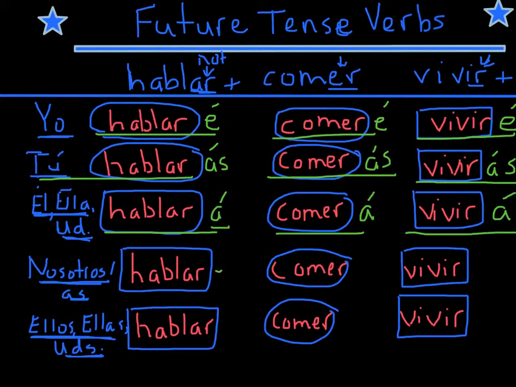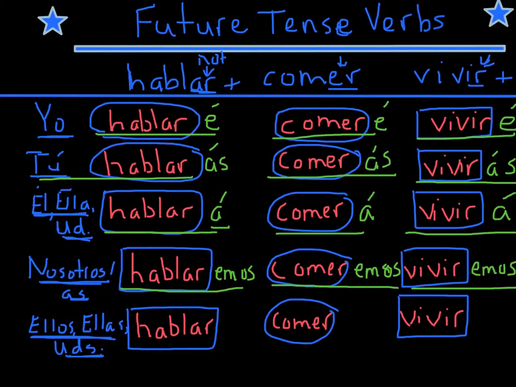Now for the nosotros and nosotras form, it is the only form that does not require an accent. So it would be hablaremos, E-M-O-S. So nosotros hablaremos. For comer, again, E-M-O-S. Nosotros comeremos. And then for vivir with the IR, again, E-M-O-S, and it's nosotros, nosotras viviremos.